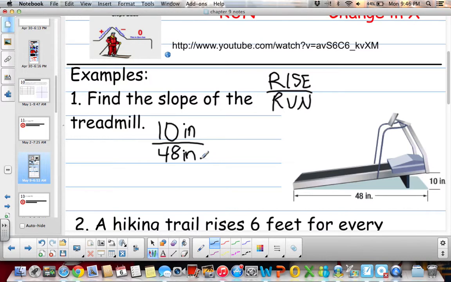And then we can simplify and we can divide our numerator and denominator by 2. So 10 divided by 2 is 5. 48 divided by 2 is 24. So then we would say that the slope of the treadmill is 5/24. And we actually do not need to have the inches. We would just say the slope is 5/24. And since that is in simplest form, then we leave it like that.